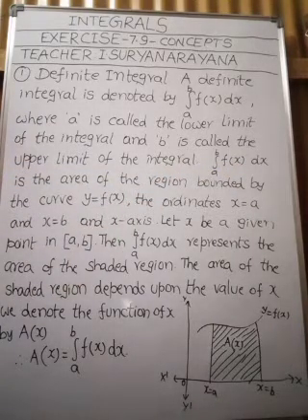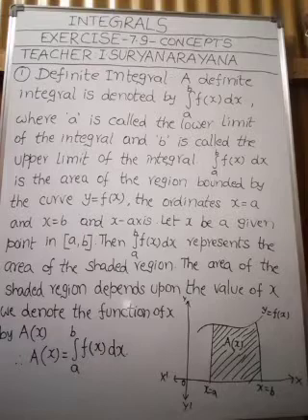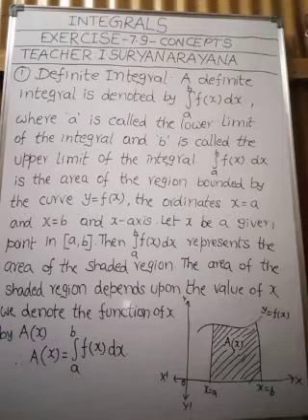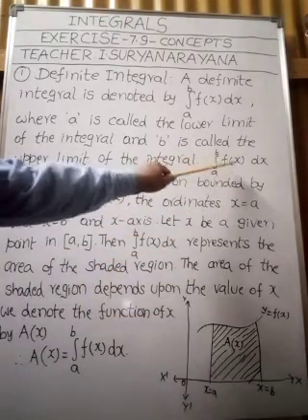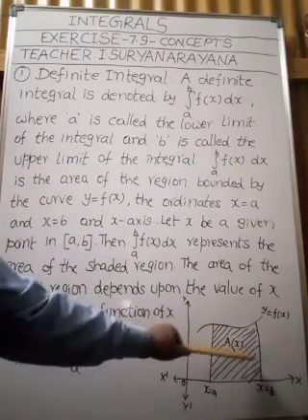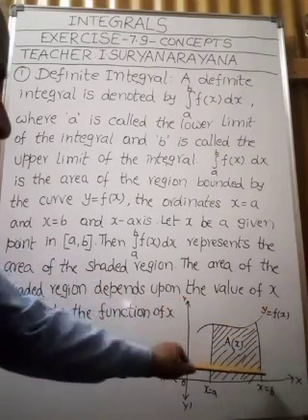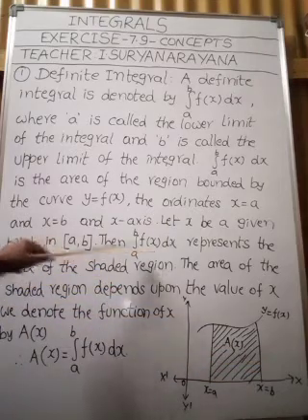This is a numerical value. Area means, in the earlier classes you have found the area of a rectangle, a square, a circle, a parallelogram, a trapezium. What is meant by the area of a geometrical figure? It denotes a numerical value. Isn't it, my children? So here integral a to b f of x dx denotes the area of the shaded region bounded by y is equal to f of x, x is equal to a, x is equal to b and the x-axis.